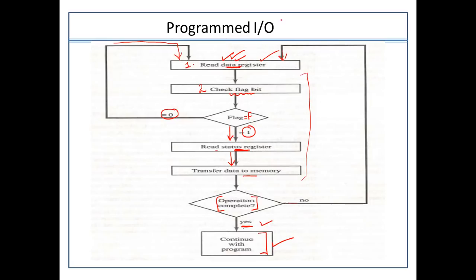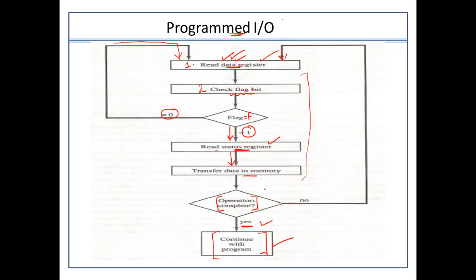Again, I am just skimming the things. This programmed input output flow chart, this functionality is entirely based on the functionality of the processor. Okay, the processor will read the data, it will check the flag bit. If something is available in the flag bit, then it will check the status register. Then only the data will be transferred from this data register to the processor, and again it will check whether the operation is completed. If completed, then the CPU will carry on with the other programs.